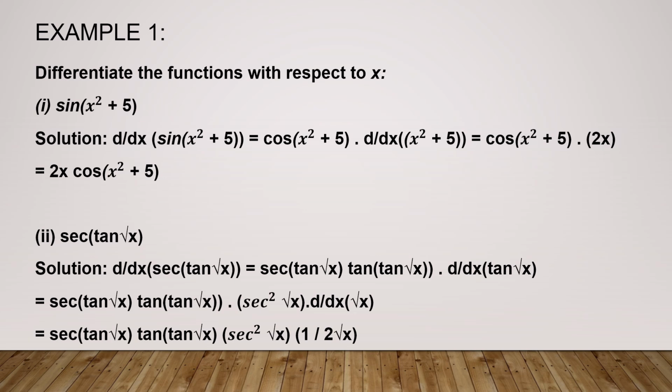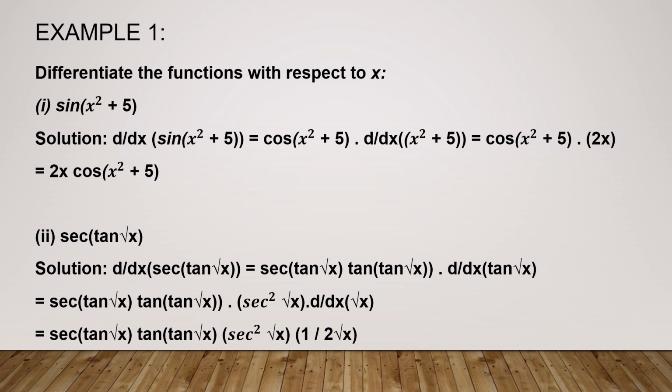Similarly, here also you will be using the chain rule. Sec of tan of root x. First of all, the derivative of sec is sec x tan x. So it will be sec of tan of root x into tan of root x. Correct? Remember here the angle, say sec theta, so theta, that angle, is tan of root x itself. So the derivative of sec theta is sec theta tan theta. So first sec into tan, into the derivative of the inner function which is tan of root x. So take care while simplifying.